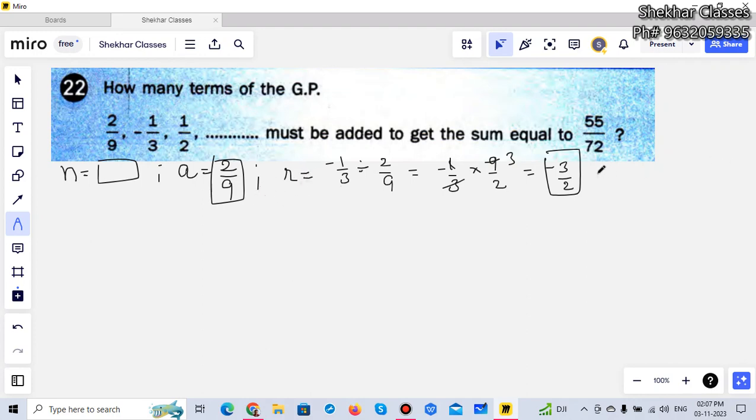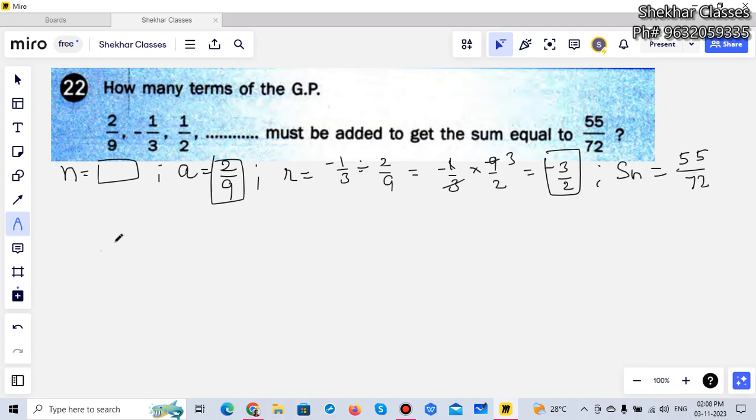Now one more thing they have given you, Sn, the sum up to nth term. We do not know how many terms, so the sum up to nth term is 55 upon 72. Now, is r less than 1? So yes, r is less than 1. So we will use the formula for less than 1 here.